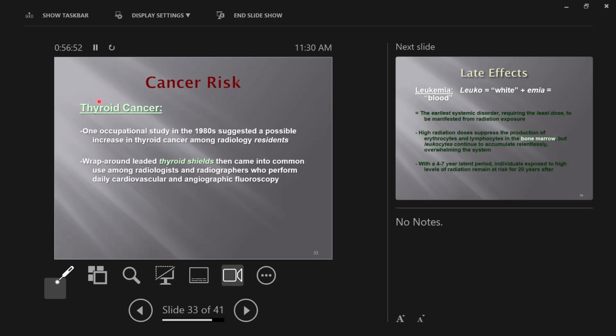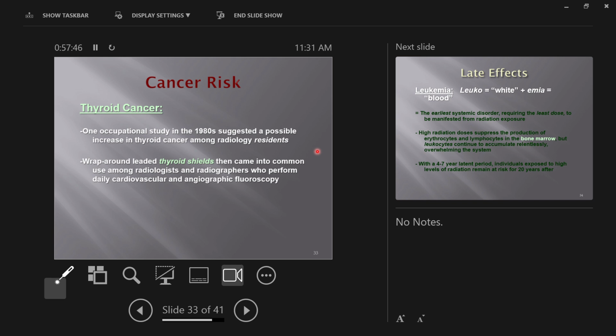Last note on thyroid cancer. One occupational study in the 1980s suggests a possible increase in thyroid cancer among radiology residents, which led to a wraparound shield being developed for the thyroid, which then became common use among radiologists and radiographers during cardiovascular and angiographic fluoroscopy. And nowadays, radiologists pretty much wear these thyroid shields anytime they're performing fluoroscopic or any interventional procedure where they have the beam on and they're bedside with the patient. You often see them in thyroid shields, full lead apron, and glasses just to be extra safe. But thyroid shields were developed because of an association with radiation exposure and thyroid cancer.